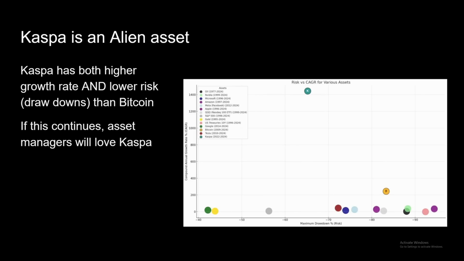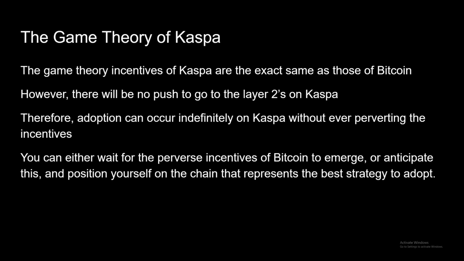Kaspa is an alien asset. It has both a higher growth rate and a lower risk, which is a total drawdown, than Bitcoin. And people will argue that Kaspa has not really yet seen a bear market, which is true, but I have reason to believe that this pattern will continue into the future. And if this does really continue, then asset managers are going to absolutely love Kaspa, because not only does it have higher compounded annual growth rate, but it also has a lower risk and a lower drawdown, which is exactly what asset managers want.